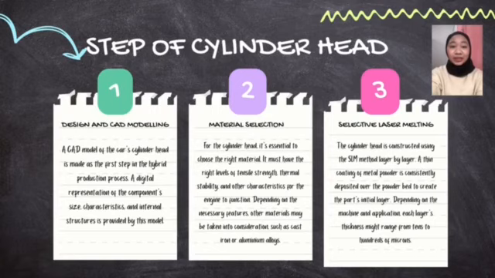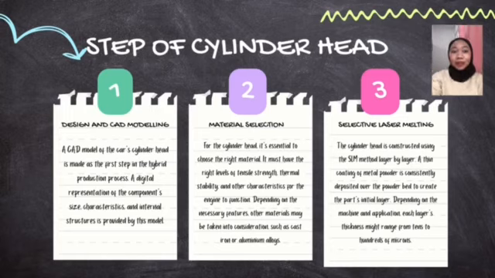The process of making the cylinder head involves several steps. The first step is design and CAD modeling. A CAD model of the car cylinder head is the first step in the hybrid production process. A digital representation of the components, size, characteristics, and internal structure is provided by this model.